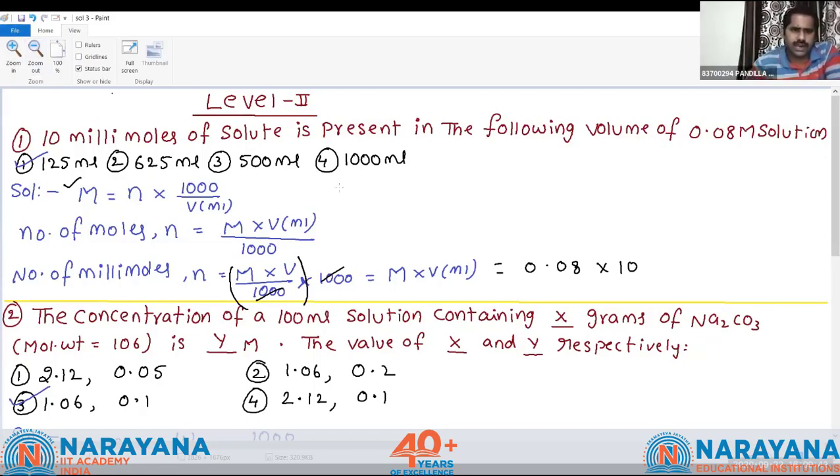Here I have to add some point. 10 millimoles of solute present in the following volume of 0.08. First option is coming here. Now I am going to substitute here. Please observe.